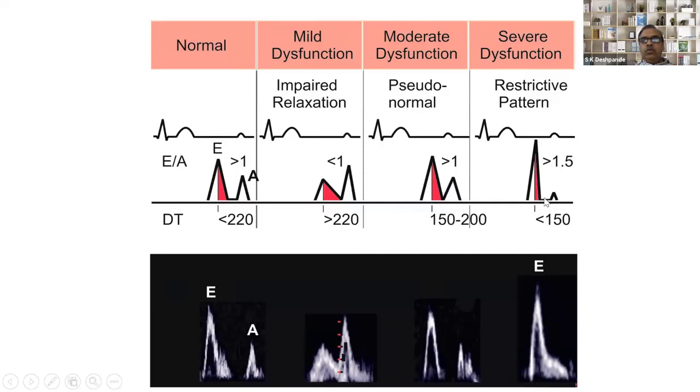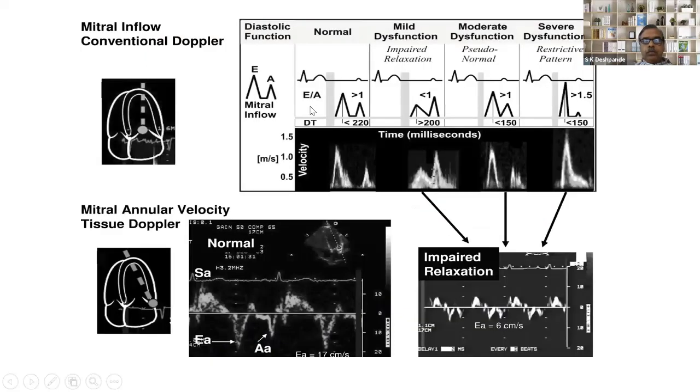And in restrictive, the atrial contribution is 0, and it is almost only the early filling phase. The E/A ratio is more than 1.5. So these are the very, very important things in echo. Now this is the mitral inflow Doppler. What we see, the same thing is there. This is normal. In impaired relaxation, the A contribution is more. Here is pseudo normalization, and here is more of E.